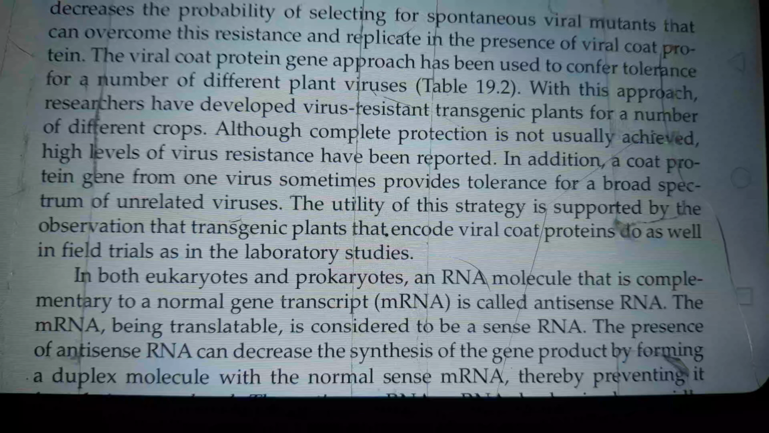The viral coat protein gene approach has been used to confer tolerance for a number of different plant viruses, as shown in table 19.2. With this approach, researchers have developed virus-resistant transgenic plants for a number of different crops. Although complete protection is not usually achieved, high levels of virus resistance have been reported. In addition, a coat protein gene from one virus sometimes provides tolerance for a broad spectrum of unrelated viruses. The utility of this strategy is supported by the observation that transgenic plants that encode viral coat proteins do as well in field trials as in laboratory studies.